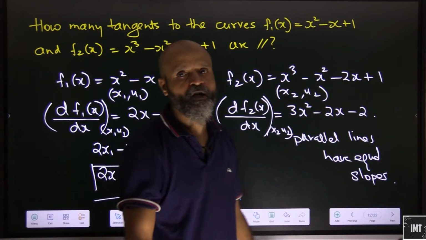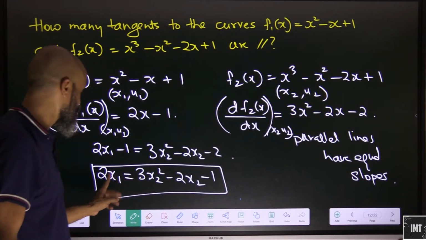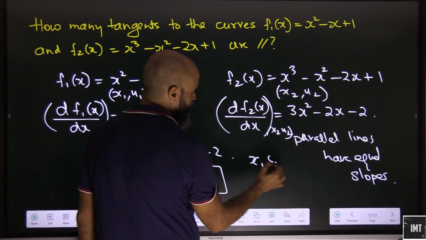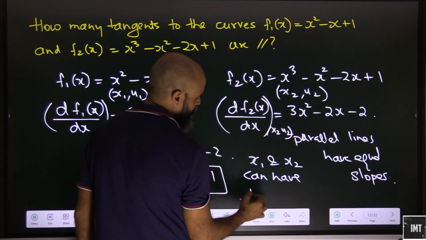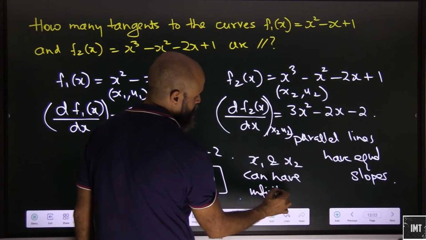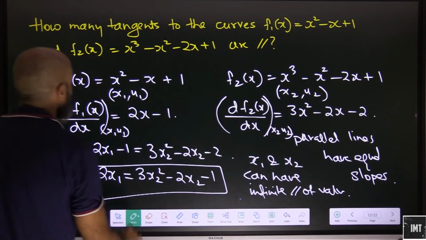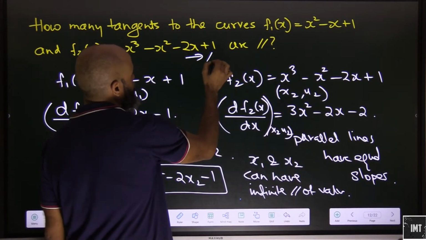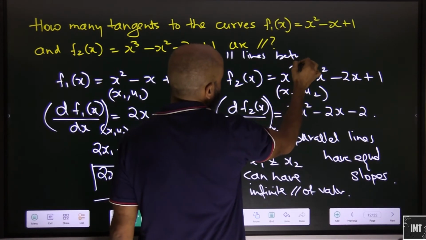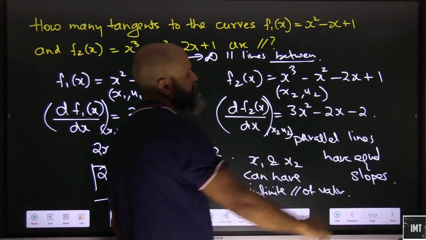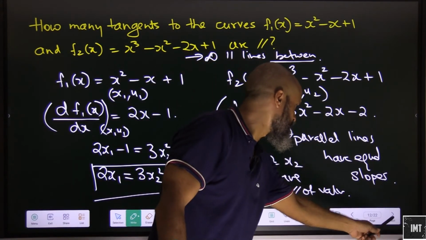Now between these two we can have an infinite number of values. Had this been a quadratic equation, the values could have been only two, but here we have an x1 and x2. So x1 and x2 can have infinite number of values. So in short, what we can say here is that there are infinite parallel lines that can be formed between these two curves.